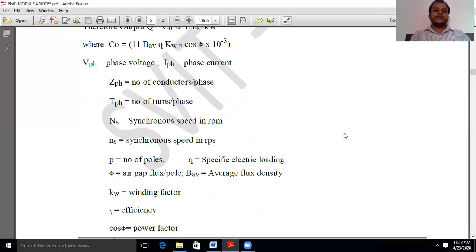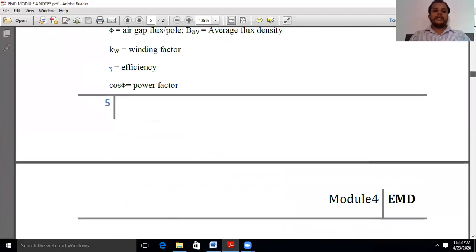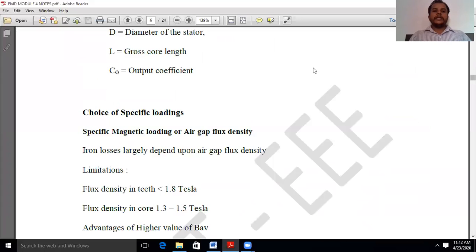In this case, you can see the different parameters. In the next lecture, I'll discuss the choice of specific loadings, that is the choice of specific electric loading and magnetic loading. So thank you.